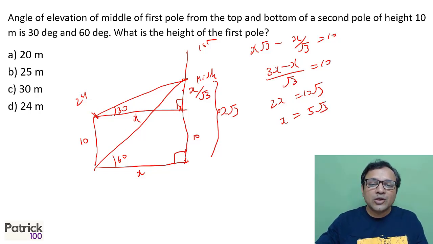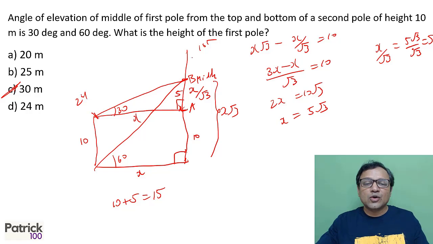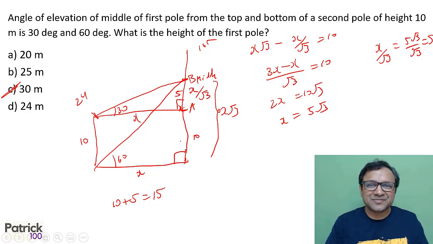X is 5 root 3. So the extra length, the length till the midpoint, is x upon root 3, which is 5 root 3 upon root 3, which is 5. So this length is 5. Let's say AB. AB is 5. So the length till the middle is 10 plus 5, which is 15. So the complete length will be 30. C option. The length till the middle is 15, the whole length of the first pole will be 30. That will be the answer.